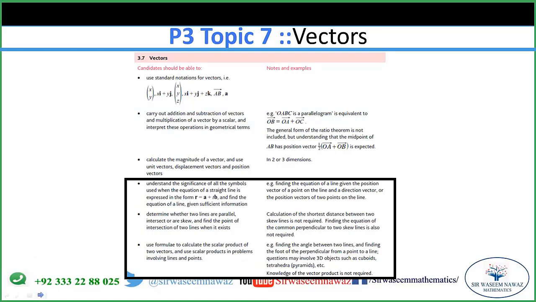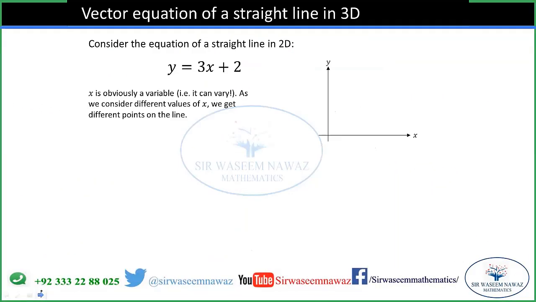they are skew lines. Also, we will find the point of intersection of two lines. We will see what scalar products are and how we can use scalar products in our problems which involve some lines and points. So let's start with the topic.